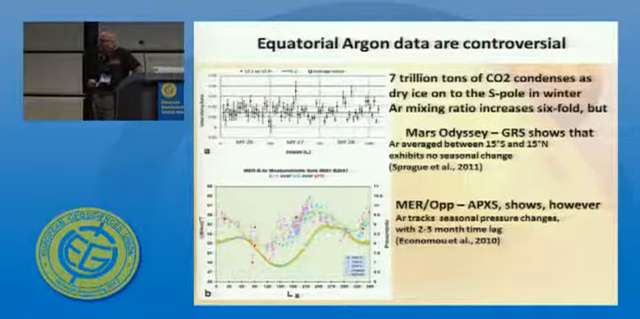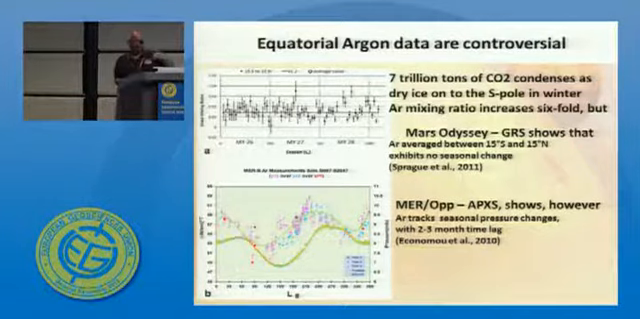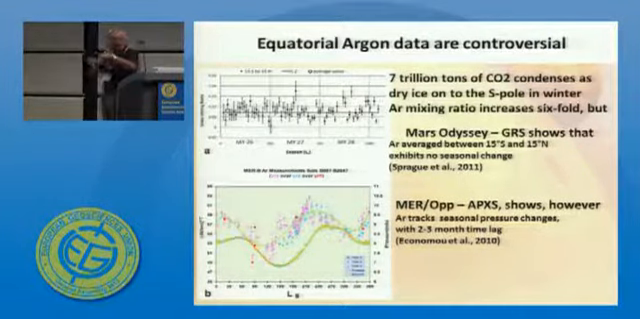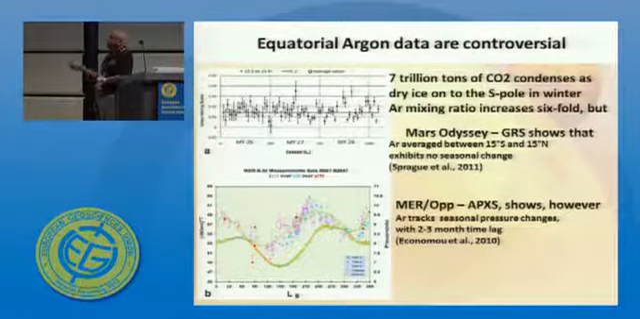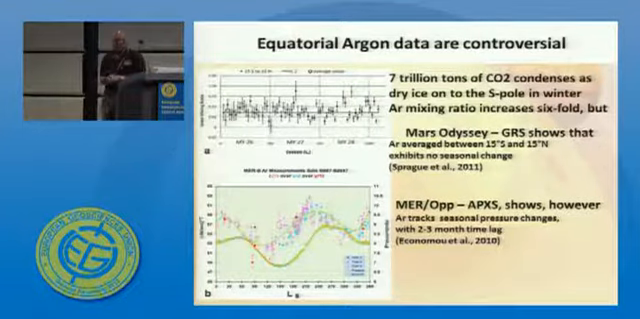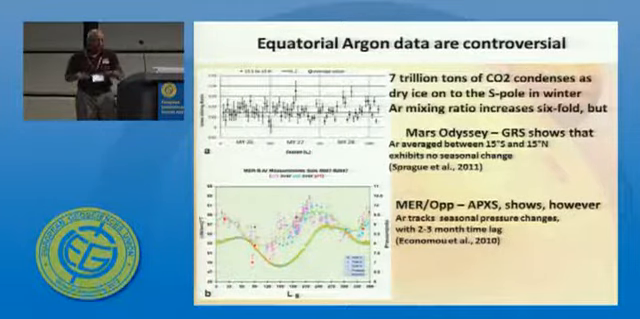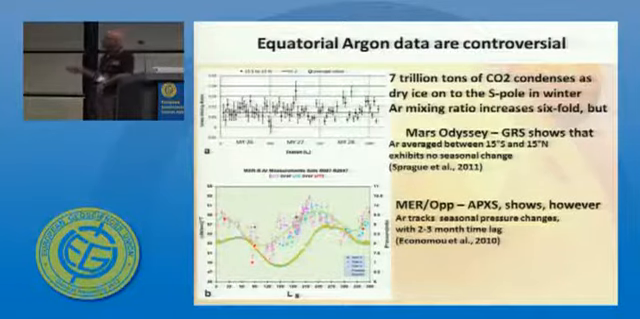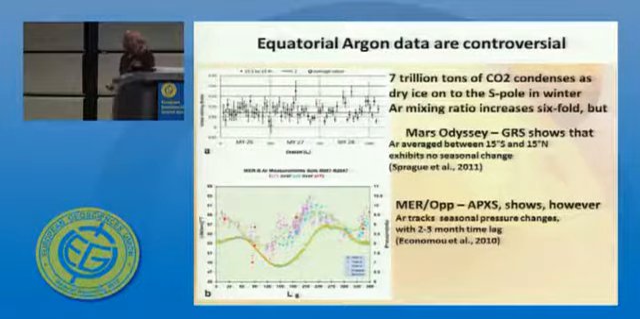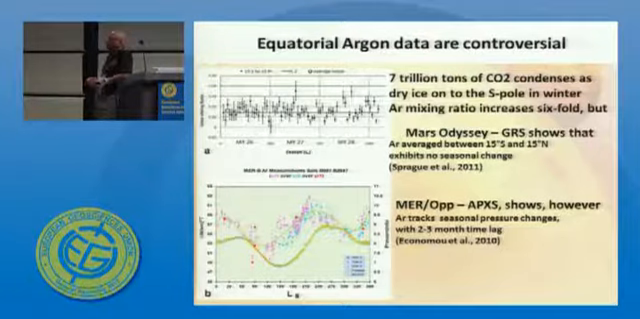The GRS, the Gamma Ray Spectrometer of Mars Odyssey, doesn't really measure argon. They reference it to the Viking value, so they can say what the relative change is, and they find that it increases by a factor of 6 over the southern pole in the wintertime. That's understandable because on Mars, carbon dioxide condenses over the southern pole. 7 trillion tons of it condenses every year and goes into dry ice onto the southern pole. The same kind of process occurs in the northern pole with water ice as well as carbon dioxide ice, but to a much lesser extent.